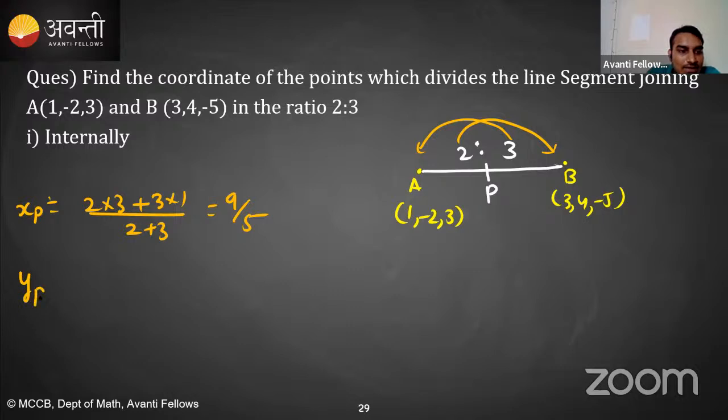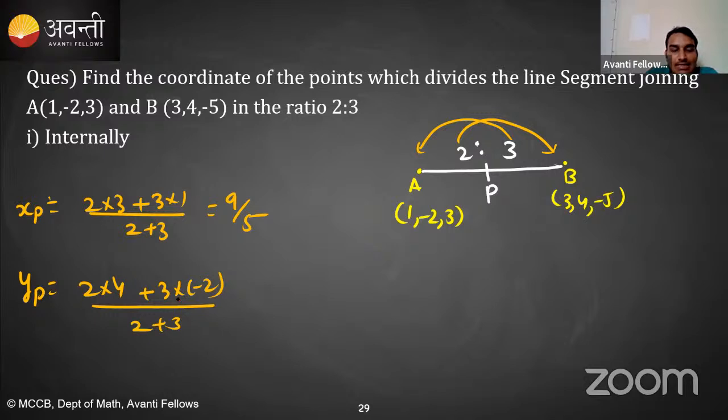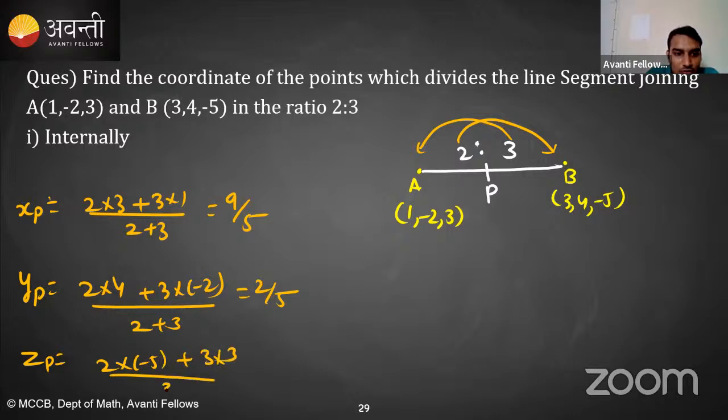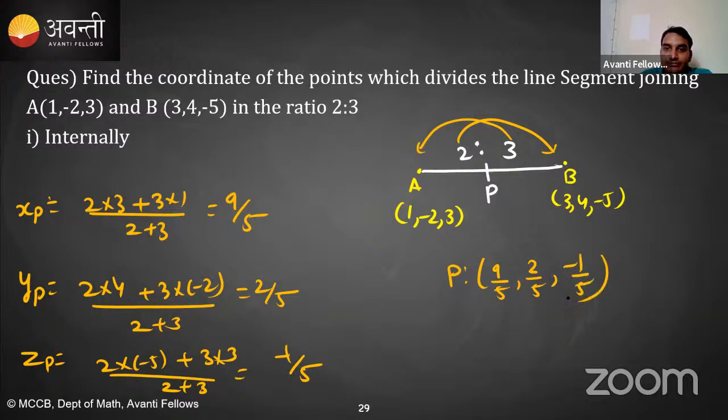Similarly, the y coordinate of P is (2 into 4 plus 3 into minus 2) divided by (2 plus 3). So 8 minus 6, which is 2 by 5. The z coordinate of P is (2 into minus 5 plus 3 into 3) divided by 5. So minus 10 plus 9, which is minus 1 by 5. So the coordinates of P are (9/5, 2/5, -1/5).